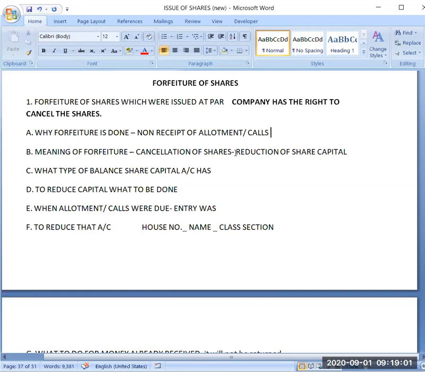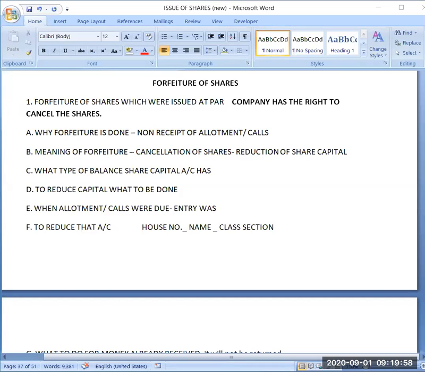Now, the meaning of forfeiture we have discussed, and why forfeiture is done, that we have also discussed. Now, next is forfeiture of shares issued at par. You know clearly that we can issue shares in two different manners: one is at par, and second is at premium. When we are issuing shares at par, and suppose the face value of the share is ₹10, what will be the issue price of that share? Yes, very good. It will be ₹10.